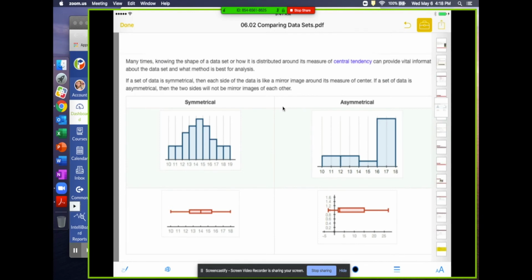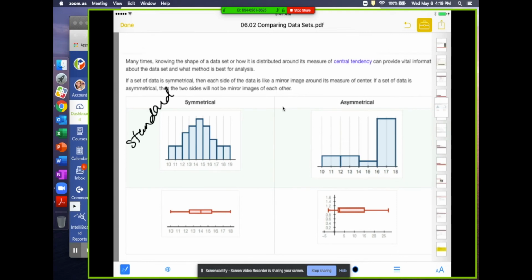All right, many times knowing the shape of a data set or how it's distributed around its measure of central tendency can provide vital information. If a set of data is symmetrical, then each side of the data is like a mirror image around the measure of center. If a data set is asymmetrical, then the two sides will not be mirror images of each other. So you could see on the symmetrical side that it looks very typical. My data is going up and it's coming down. If I were to fold that in half, it's going to be the same on both sides, hence calling it symmetrical. We also think of that as like the standard for data in a way.